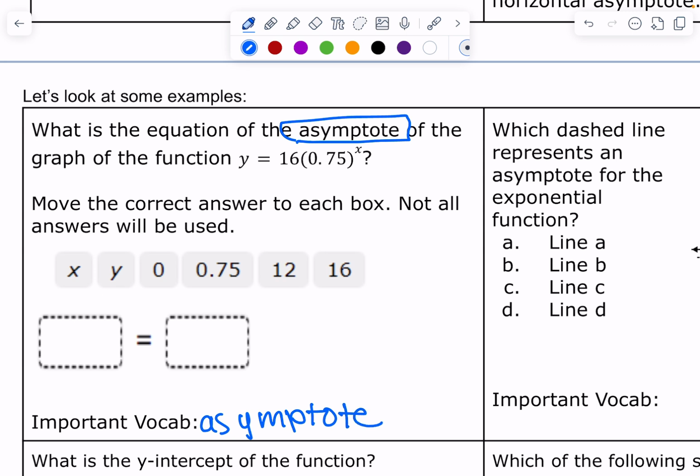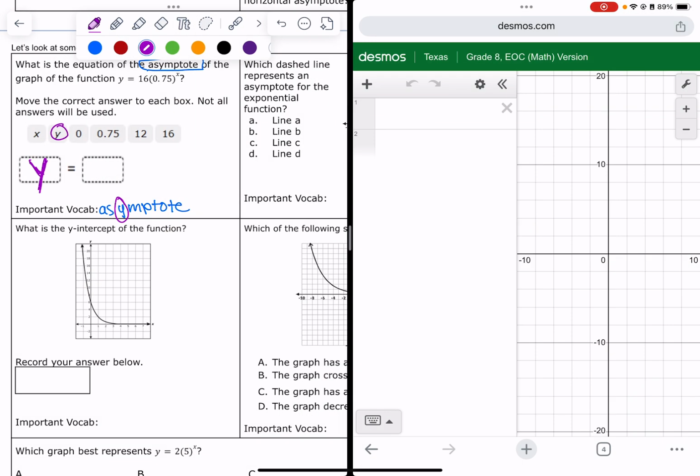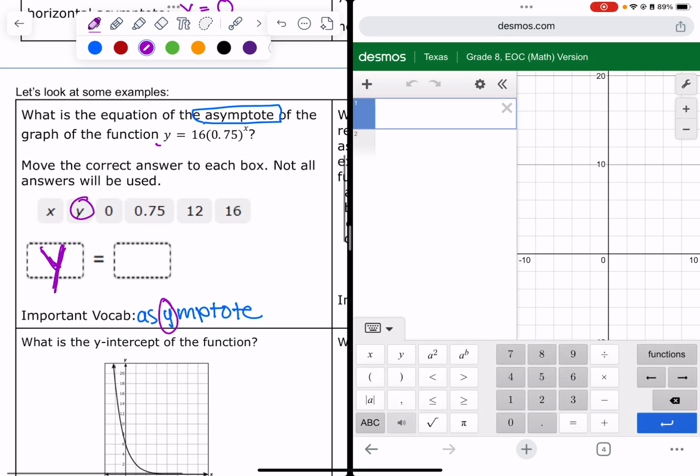And how I remember it, it's always y equals, there's a y in the middle. I know that's really silly, but we're always going to put y right here. Okay, now I'm going to go to Desmos and I'm going to put in my equation right here.